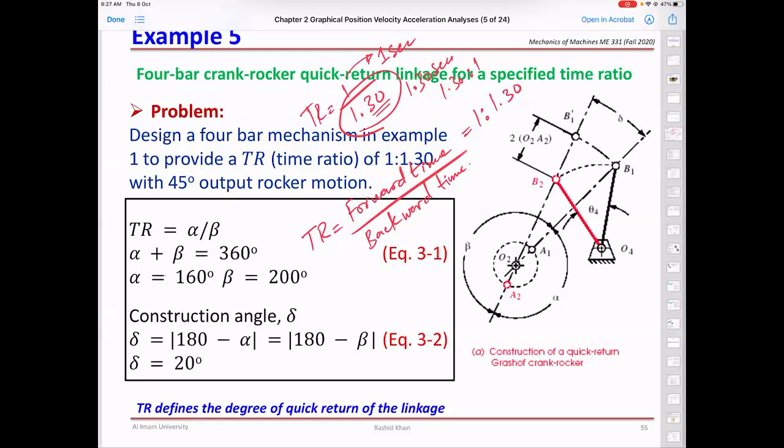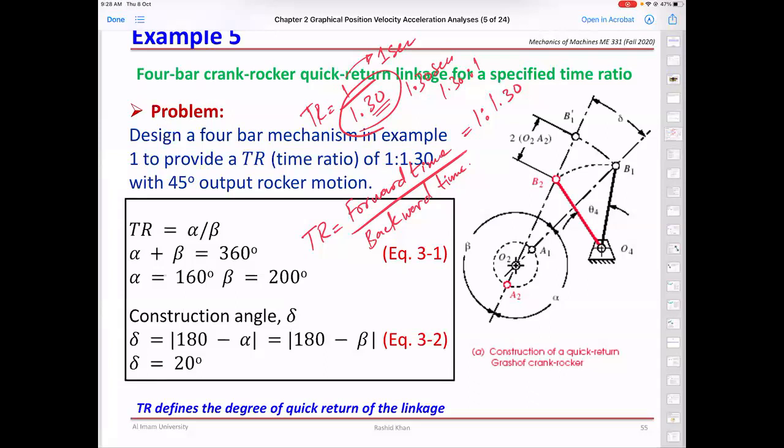So the question says that we need to design a 4-bar mechanism, as in example number 1, which we already discussed. But here we need to provide a time ratio of 1:1.30 with 45-degree output rocker motion. Okay, so time ratio is defined, as I told you, as 1/1.30. It means backward time is 30% more than the forward time.